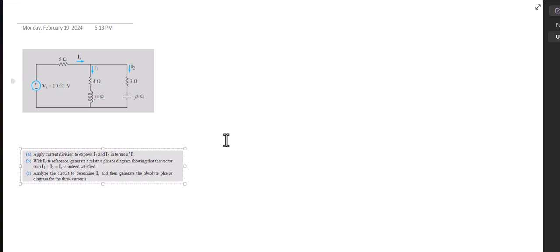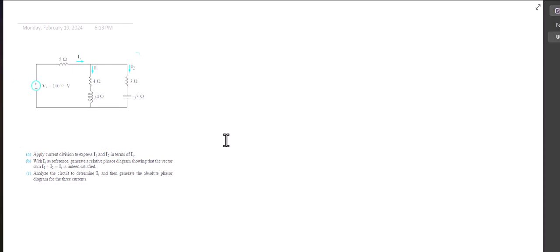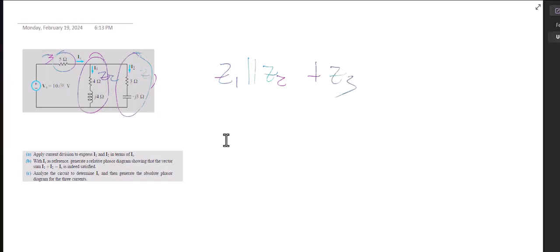So when you look at it, the equivalent impedance is going to be this impedance in parallel with this impedance, and those together in series with that. So if I called this Z1 and this Z2 and this Z3, this would be Z1 in parallel with Z2 and then in series with Z3.